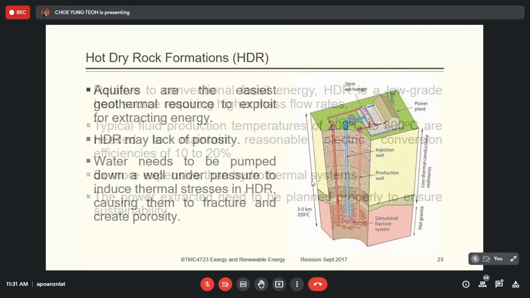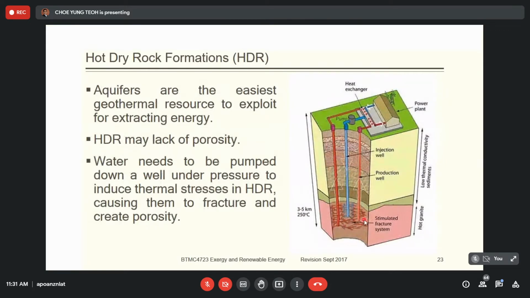Another problem is that now you stimulate the crack, you create the crack. Do you think that when you want to pump out the water, there will be any losses? Because if the crack is too long or too far, the water that you pump in will actually be lost into the mud or into the soil. So this is always a problem for this hot dry rock formation.